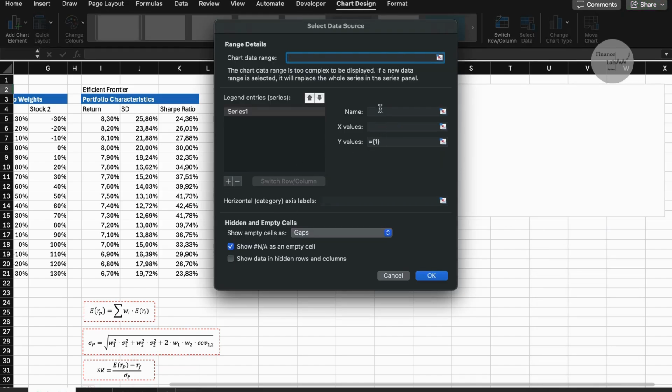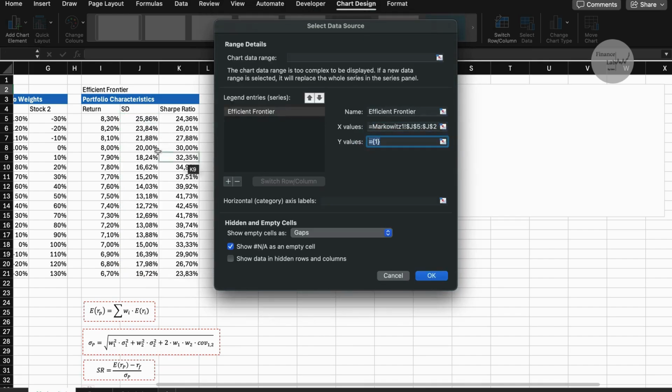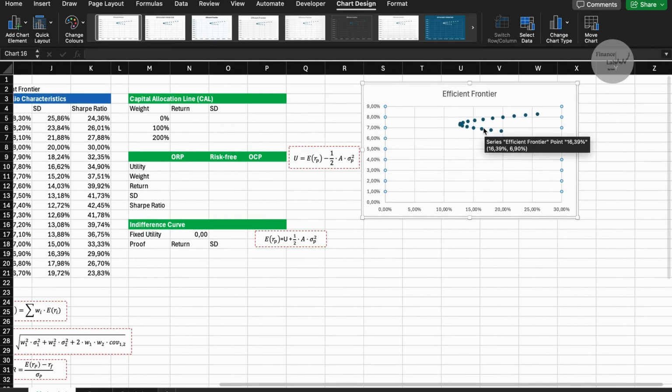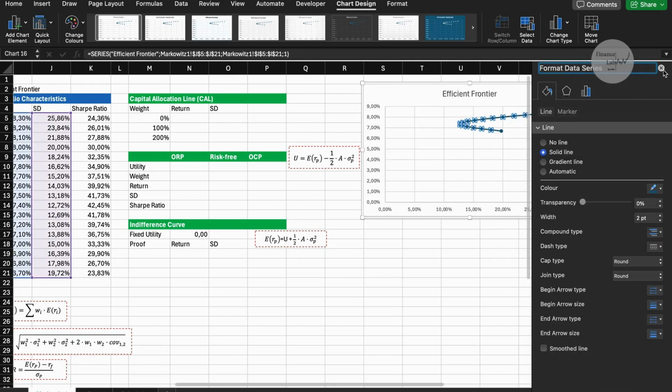Go to Insert, select Scatter Plot, and then we will fill this with some data. On the x-axis is always the standard deviation as a measure of risk. On the y-axis are the portfolio returns. To get the efficient frontier, we select a solid line to connect the dots.